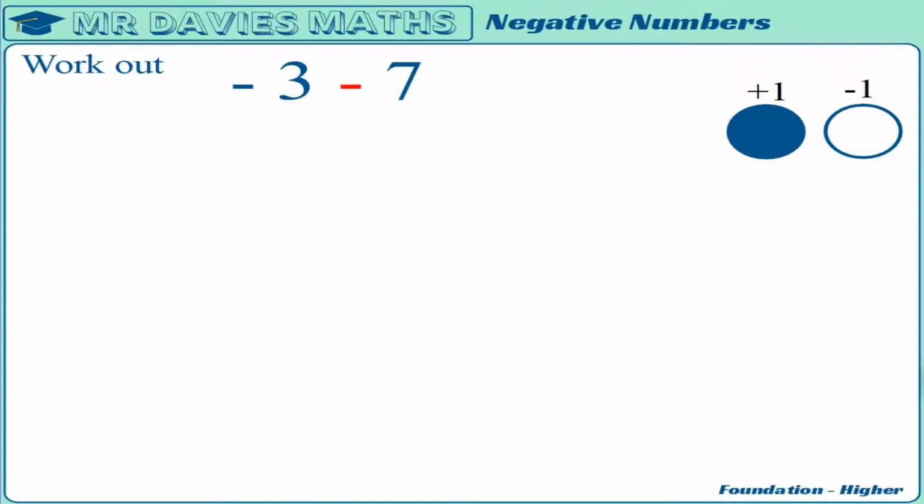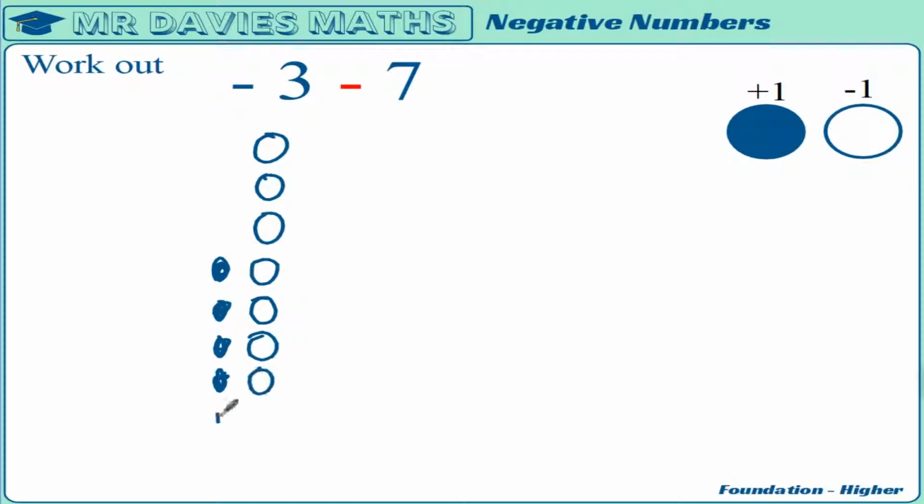Next question. So I start off with 1, 2, 3 negatives, and I'm going to take away 7. As you can see, there's not enough there to take away. In fact, there's no positives to take away. So 1, 2, 3, 4, 5, 6, and 7. So all I need to do now is get rid of those values. So I can get rid of 1, 2, 3, 4, 5, 6, 7 ones. I can now get rid of 7 ones, but what am I left with? 1, 2, 3, 4, 5, 6, 7, 8, 9, 10 empties, which is -10.